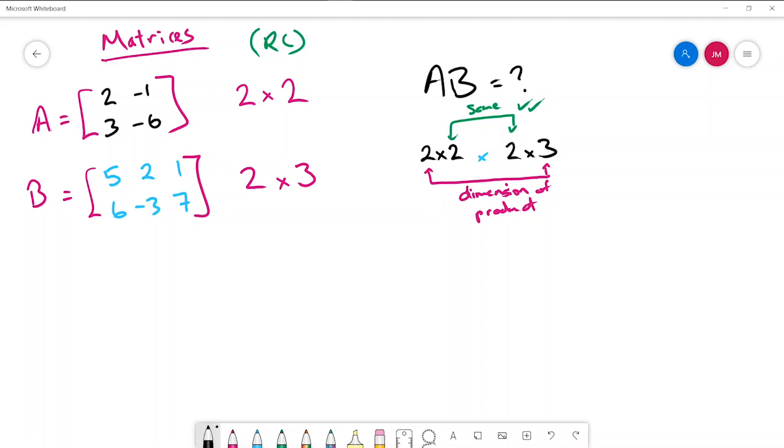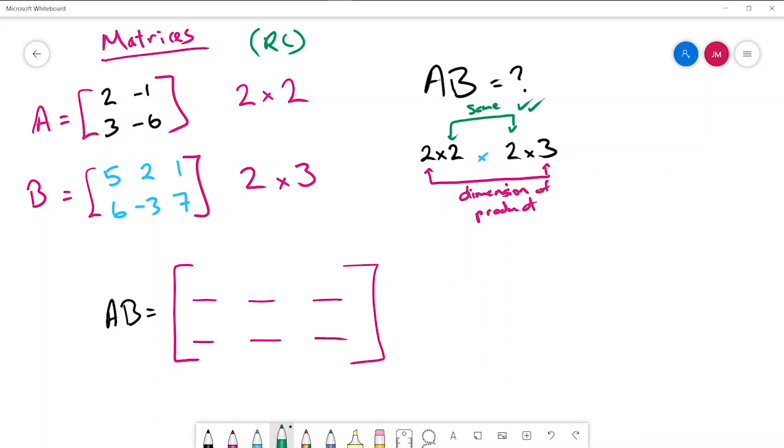So to find AB, it's a little bit more of a complicated process than it is for adding and subtracting. We know it's going to be a 2 by 3 matrix. So I'm going to put up my matrix here. It's going to have 2 rows and 3 columns. And I'm just going to put a little line here for each of those entries. I don't know what they're going to be just yet.